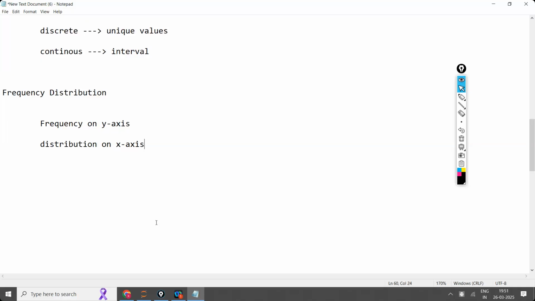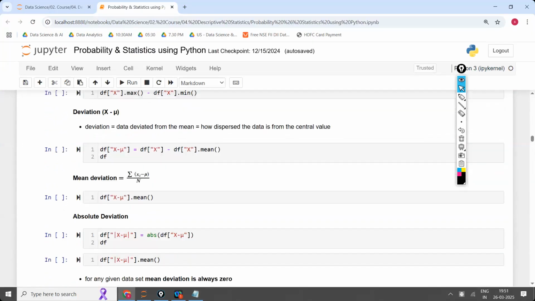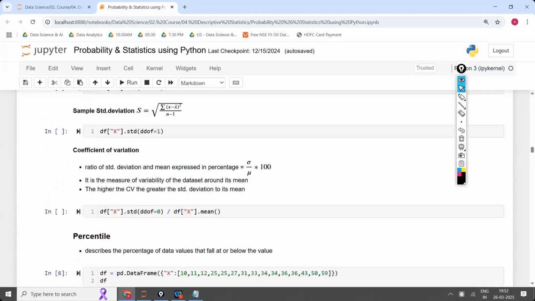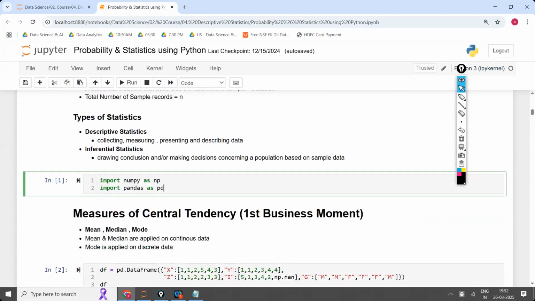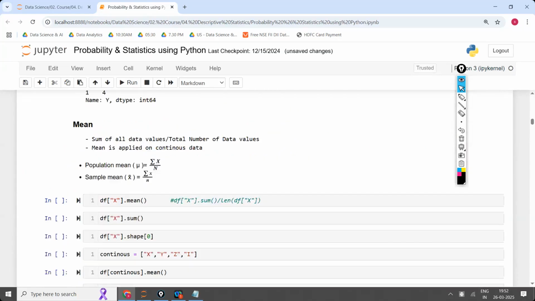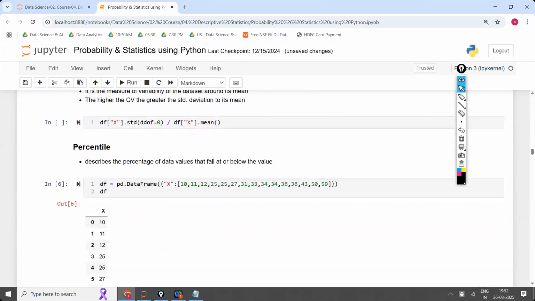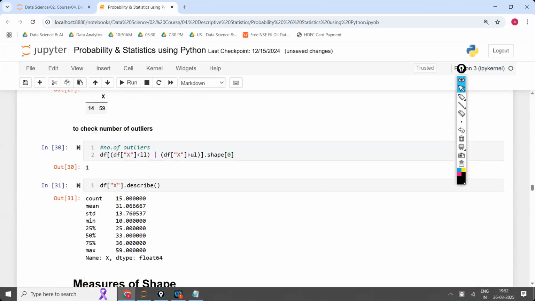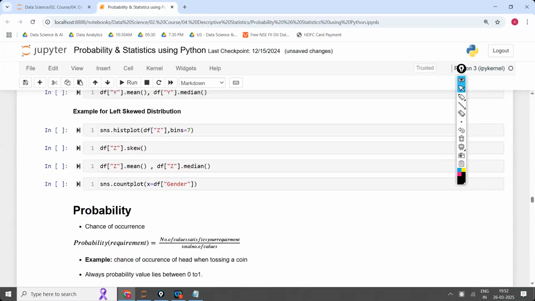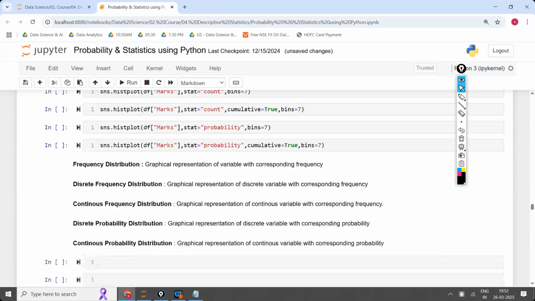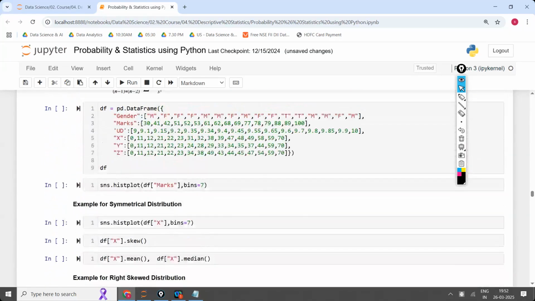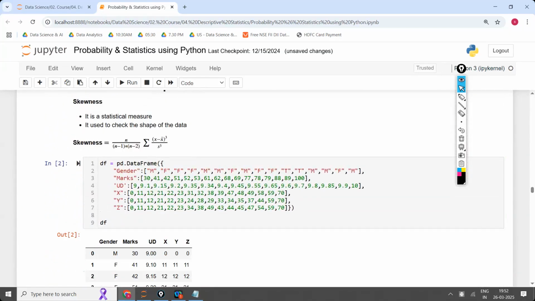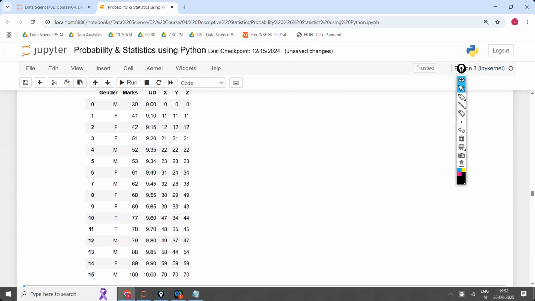Now, please make a note of this example in your notes. Just give me 1 minute. Everyone, please make a note of this example in the notes, from here to here.